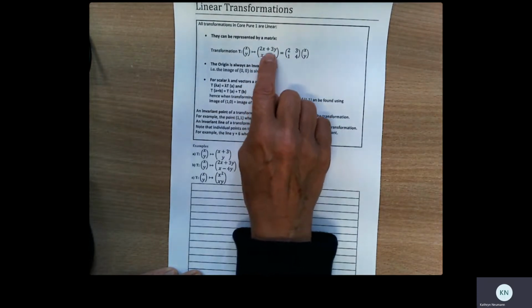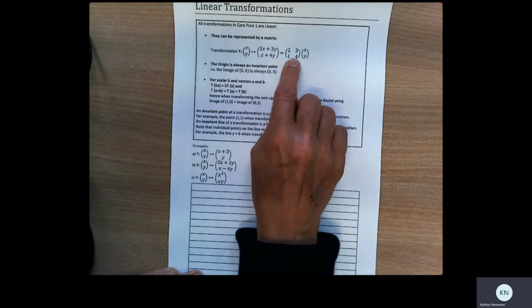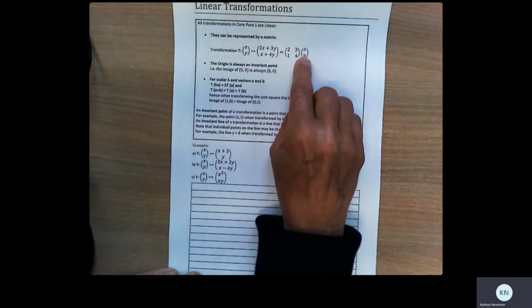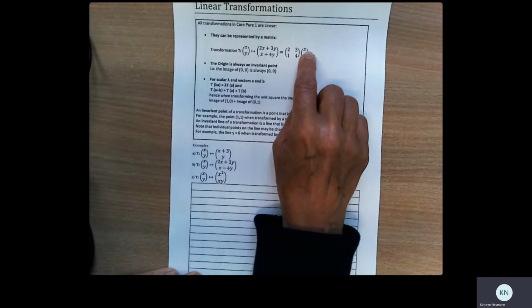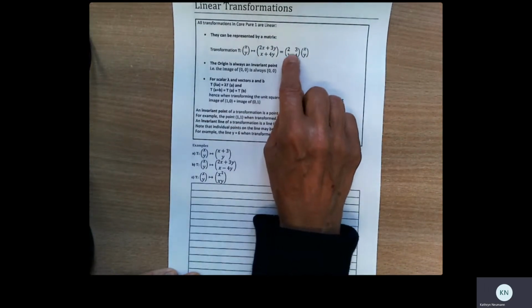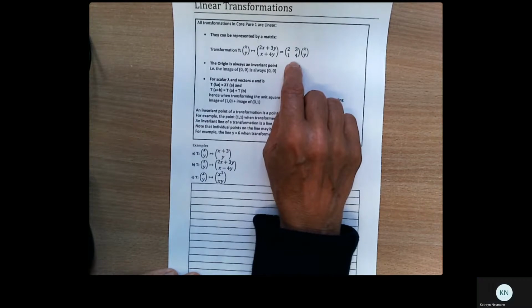So if we've got 2x plus 3y and x plus 4y, we can represent that using this matrix here, 2, 3, 1, 4, and you can see that if you multiplied that out, you'd get 2x plus 3y and x plus 4y. This particular matrix doesn't represent a transformation that you know. That's not a rotation or a reflection, but we will come on to how we work out what the transformation is.